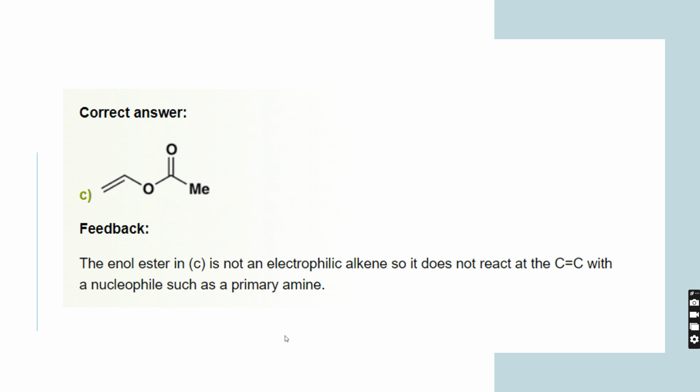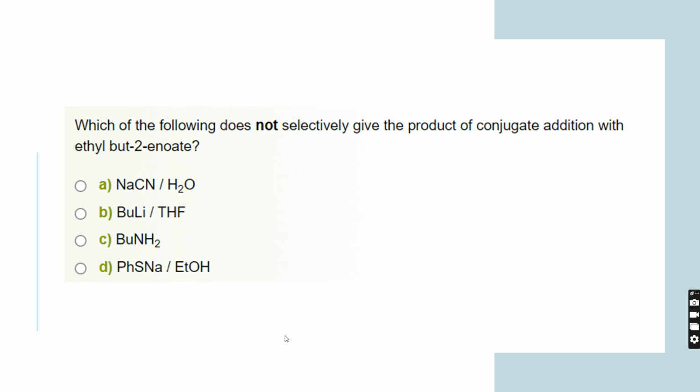So, with this, let us move to the next question. Which of the following does not selectively give the product of conjugate addition with ethyl butanoate? Again, you have an alpha beta unsaturated ester and you are given 4 types of reagents which are going to give you nucleophilic addition, and you have to choose that particular option which will not give you conjugate addition.